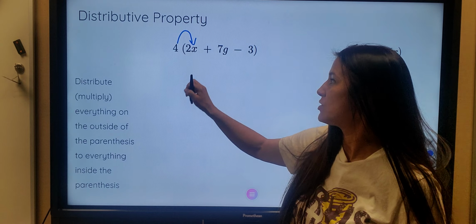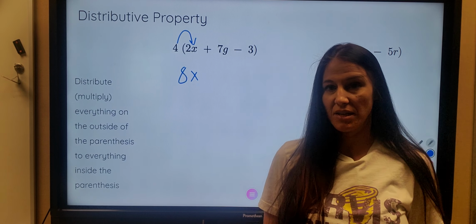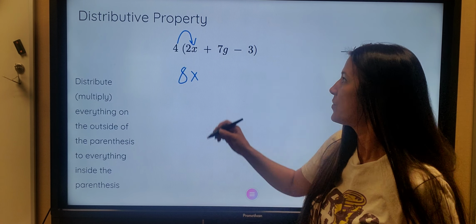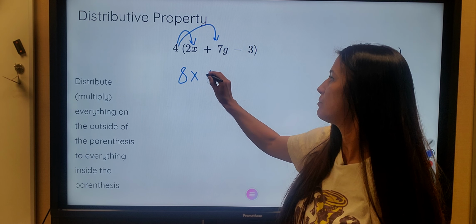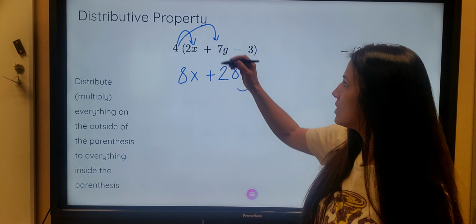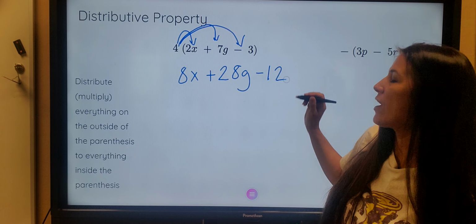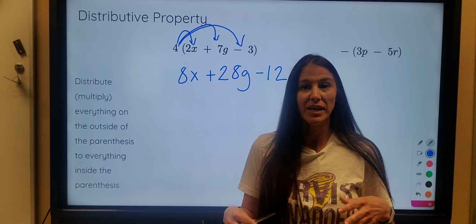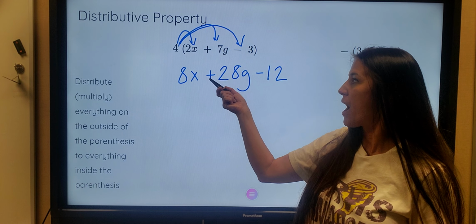So 4 times 2 is 8 because 2 has an x with it, so 8 also has an x. So this is actually 4 times 2x is 8x. We have 4 times positive 7g is positive 28g. We have positive 4 times negative 3 is negative 12. It's really important to say positive and negative so you can keep up with what sign you need, because positive 4 times positive 7 is positive 28.